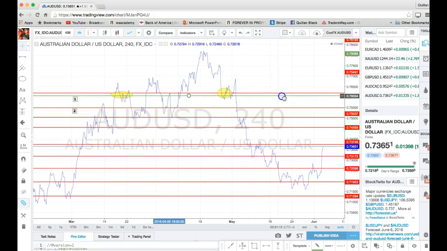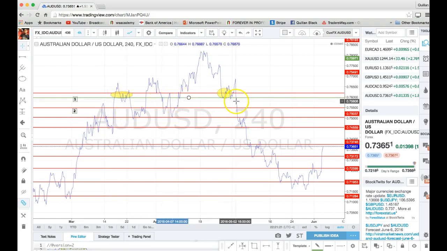All right, so zone 1, let me try to find an indecision level. If you look right here, indecisive, right here acted as resistance, right here acted as support, right here acted as support.